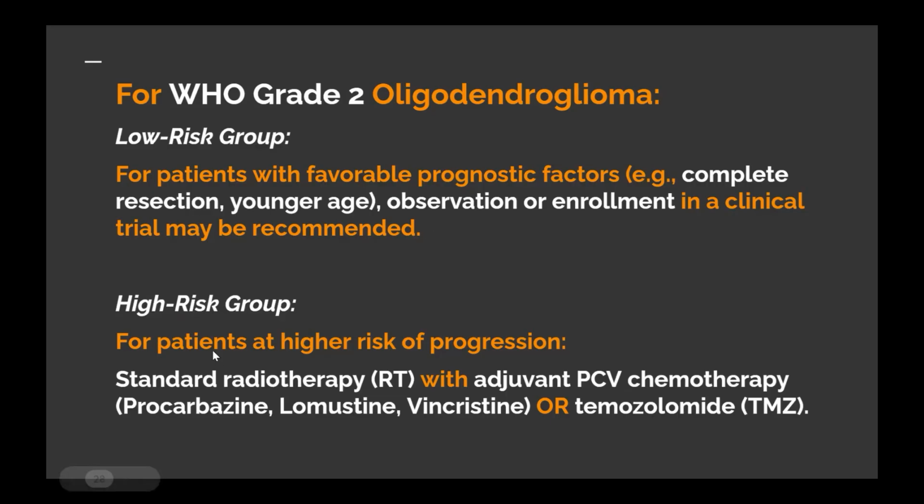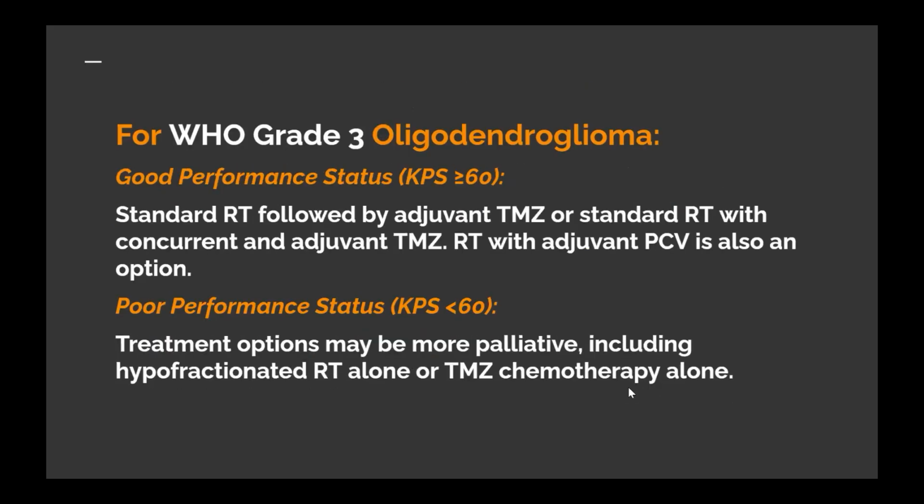High-risk group, patients who have a higher risk of progression, that is, they have undergone subtotal resection, or they are in an older age group. In these patients, standard radiotherapy with adjuvant PCV chemotherapy or temozolomide.